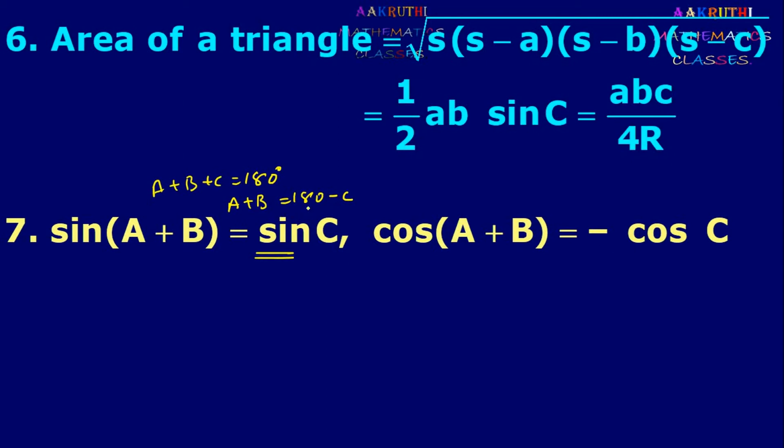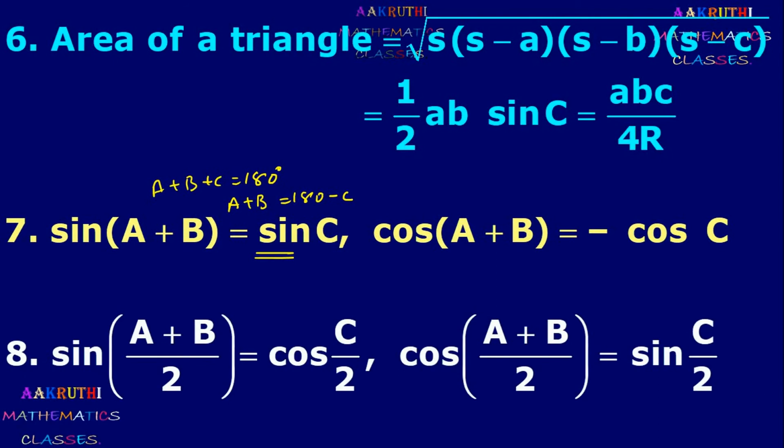That is, cos(A+B) is cos(180−C), and cos(180−C) is −cos C, since in the second quadrant cos is negative. In the same way we can write sin((A+B)/2) = cos(C/2), and cos((A+B)/2) = sin(C/2). When we divide this angle by 2, we get 90 − C/2.